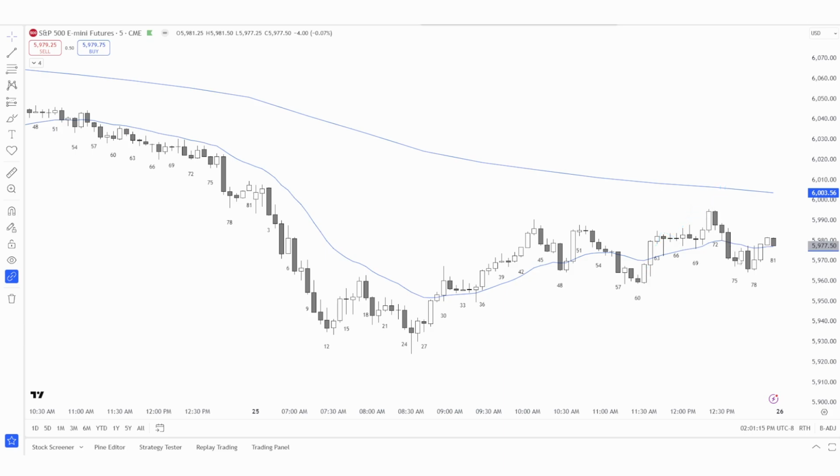72, 73, 74, 75. Bear leg shot to get its own second leg down. It's a bear microchannel with a gap. Leg 1, pullback, leg 2, second leg trap. We go sideways on the EMA.